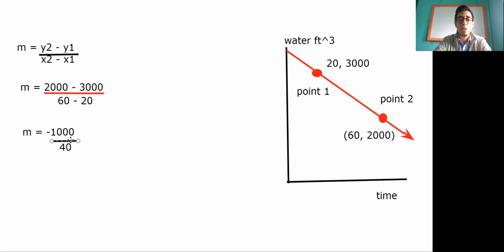And what else can I do in here? I can simplify this fraction, and when you divide negative 1000 by 40, you obtain negative 25. So m is going to be negative 25. I only write the fraction and I simplify at the end.